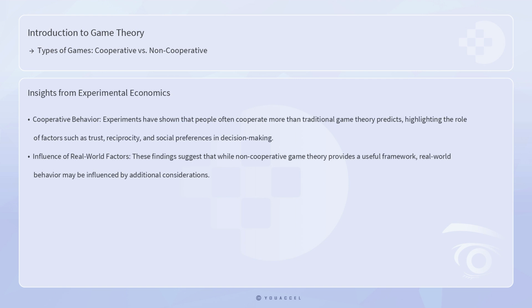Furthermore, experimental economics has provided valuable insights into how individuals and firms behave in cooperative and non-cooperative settings. Experiments have shown that people often cooperate more than traditional game theory predicts, highlighting the role of factors such as trust, reciprocity, and social preferences in decision-making. These findings suggest that while non-cooperative game theory provides a useful framework, real-world behavior may be influenced by additional considerations.